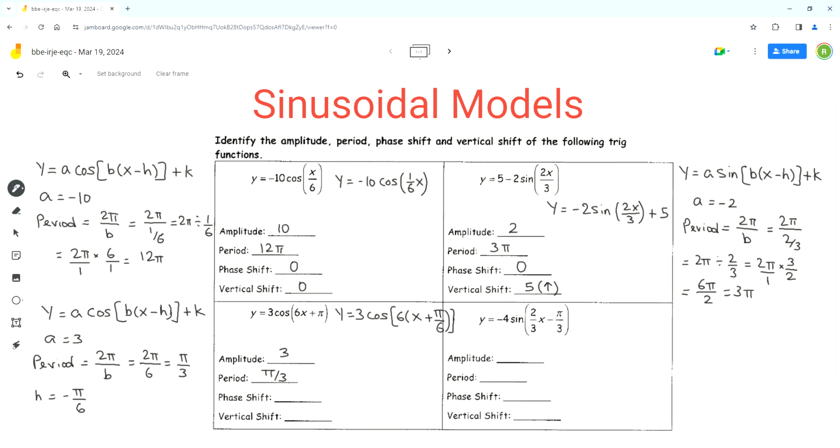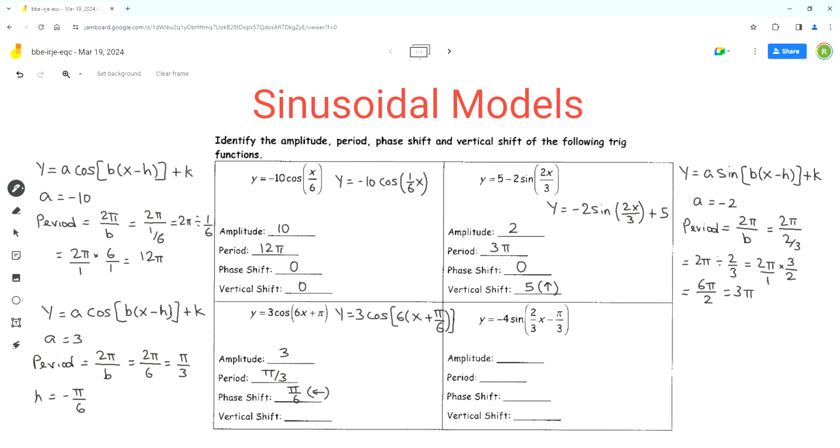So this is a very important concept we need to understand and memorize. The h value always has a sign which is opposite to the sign in the equation. So the negative sign means that the phase shift is to the left side. So we can write the phase shift as pi over 6 to the left side. It is to the left side because h has a negative sign.